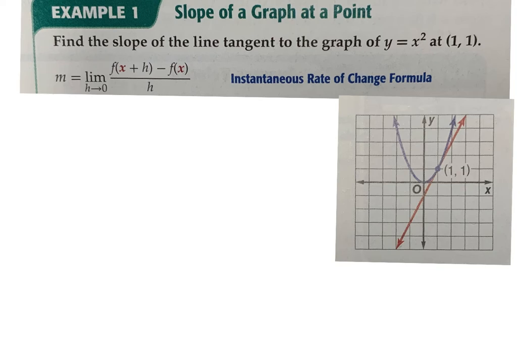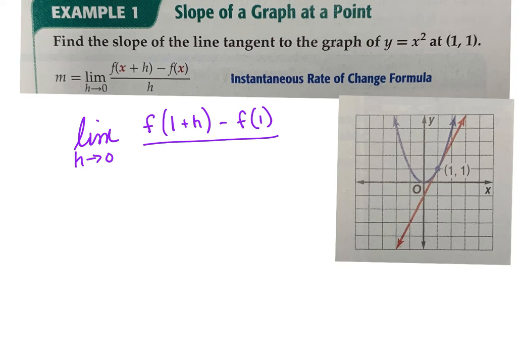So we're going to say the limit as h approaches 0 of f of 1 plus h minus f of 1 all over h, which we do not know. What is my function? My function is x squared. So what do I do to find the y value given x? I just plug it in, right?